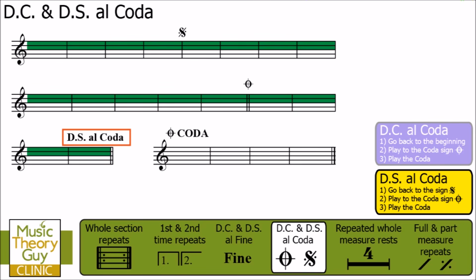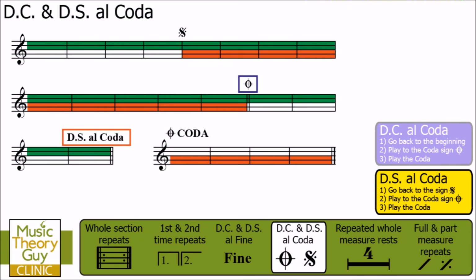Okay, so our first instruction says go back to the sign. Now that, you might remember, is located right at the very top. In fact, it's bar or measure 5 and we start playing from there. Instruction number 2 says play to the coda sign. So we keep playing until we get to the coda sign, at which point our third instruction says play the coda. So we jump and we go straight to that coda and we play all the way through to the end of the music. And that's it.